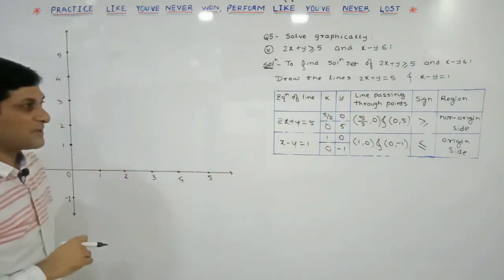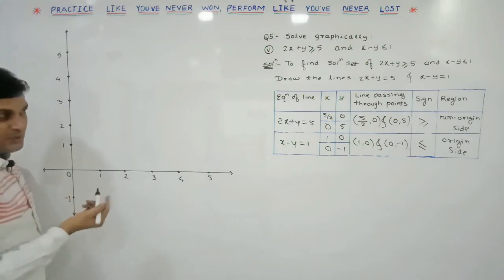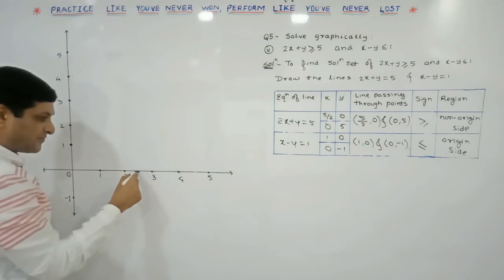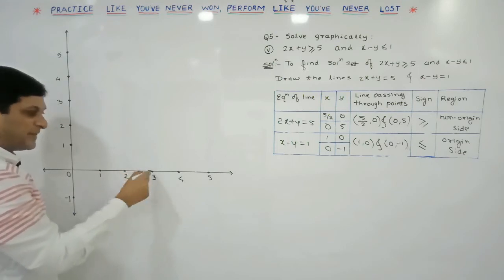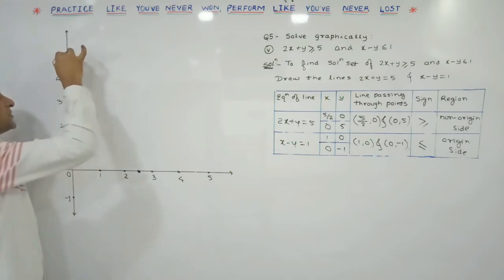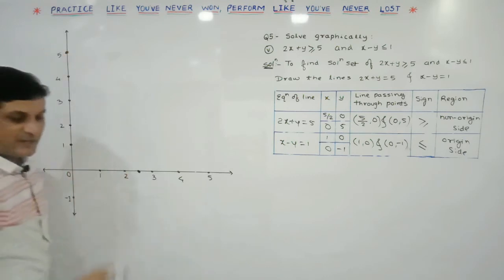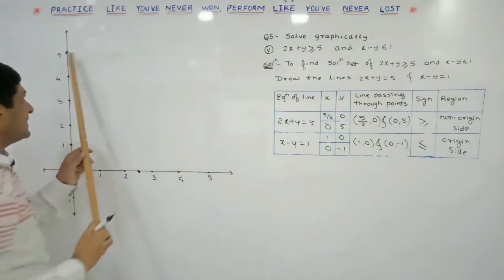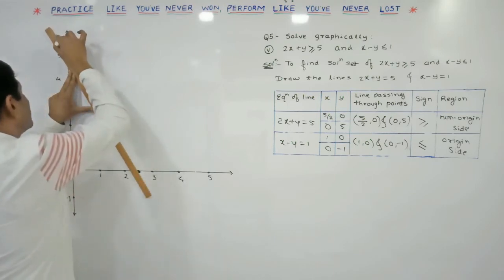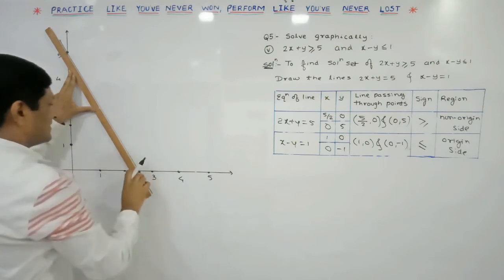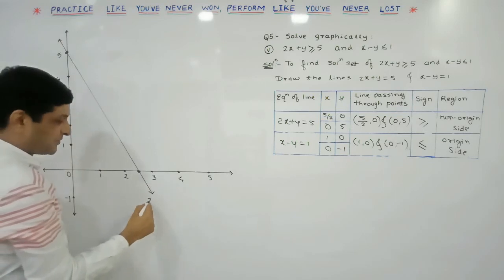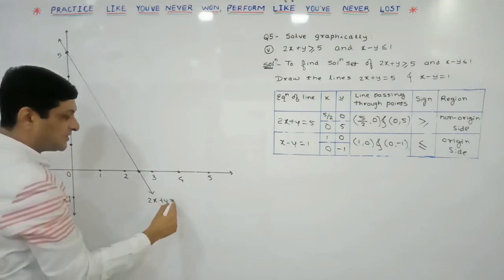Now let us try to construct the first line, which passes through the point 5 by 2 comma 0. 5 by 2 means 2.5. It will lie somewhere in between 2 and 3. So this is our first point, and the second point has coordinates 0 comma 5. Once the coordinates of two points on the line are known to us, draw a line passing through these two points. So let us draw our first required line. Once the first line is constructed, write down the equation of that line. What is the equation of this line? 2x plus y is equal to 5.